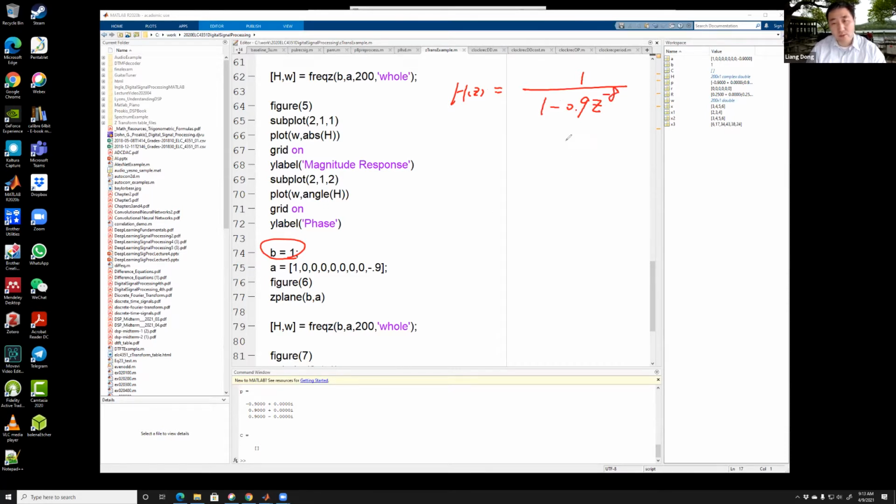All right. So what we have is 8 poles. The amplitude of the poles is 0.9. The phases are spread around 0 to 2 pi. So we can plot this out in a picture here.